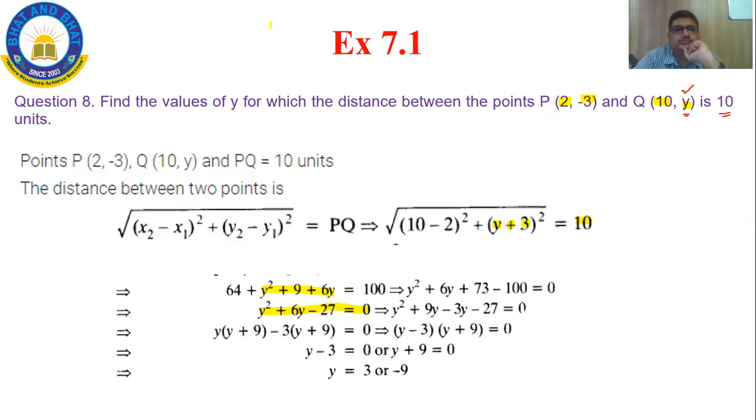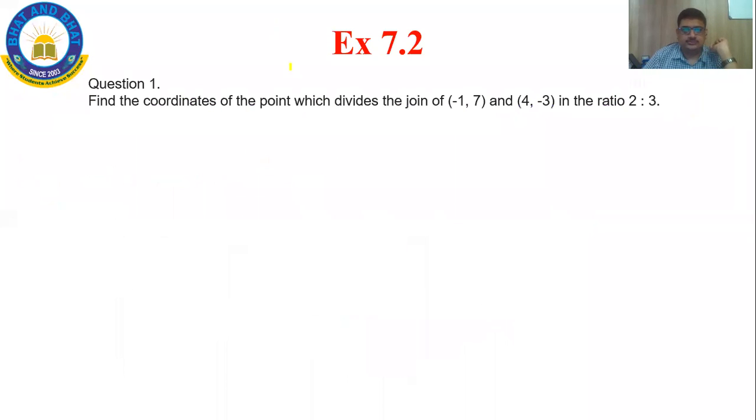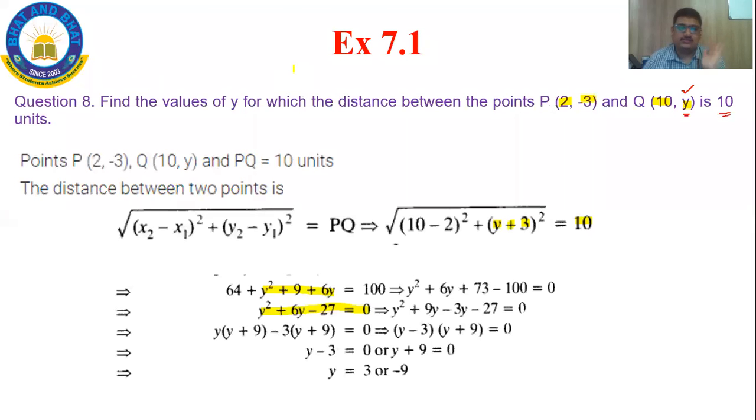Good, good. Okay, let's go to the next question. I'll be ending exercise 7.1 here. The remaining questions are your assignment questions. You can refer to the NCERT textbook. Okay. Urban.